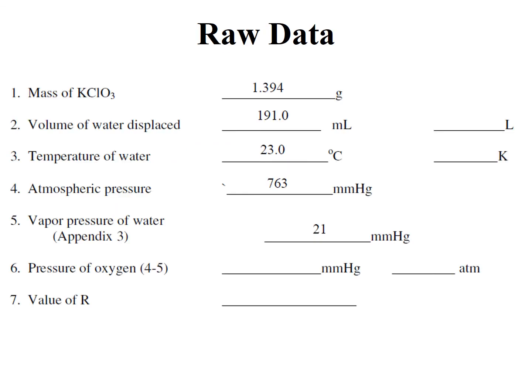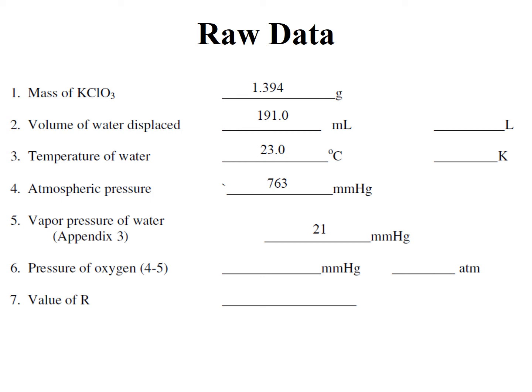Here is the raw data that you obtained from the experiment. And you have this in your lab report already. Okay? So you have here the mass of the KClO3. It's 1.394. And then you have the volume of water displaced, 191 ml. So you just convert it to liter, by the equivalent of ml to 1 liter. And then you have the temperature of water, which is 23, which you need to convert to absolute scale.